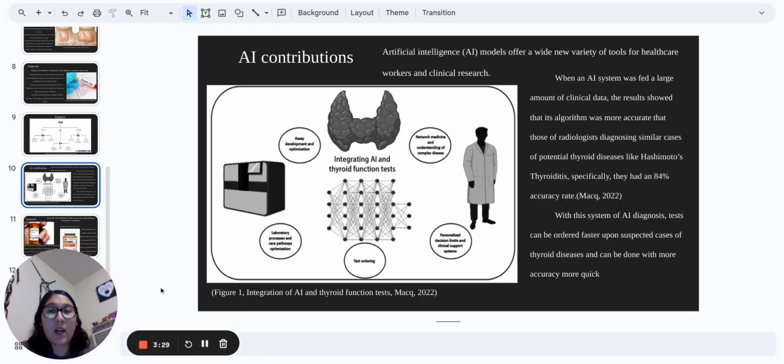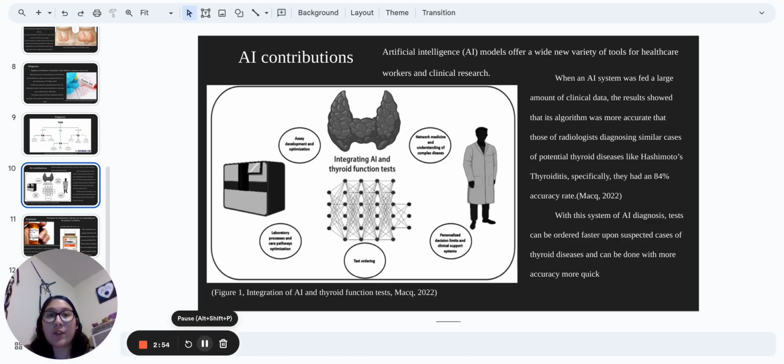Speaking of diagnosis, AI contributions also play a large role in the diagnosis of Hashimoto's thyroiditis. Artificial intelligence itself offers a wide new variety of tools for healthcare workers and clinical research. The hormones secreted from the thyroid are fundamental for growth, fertility, and metabolism in the body, as we discussed, and diseases like Hashimoto's thyroiditis affect millions worldwide.